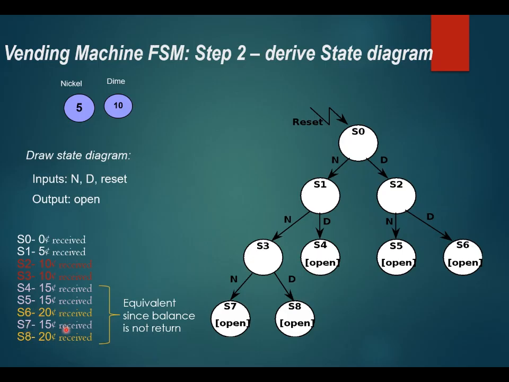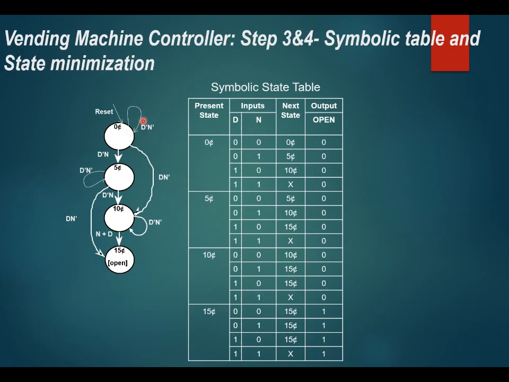And then S6 and S8 are the situations where 20 cents are received, which has an extra 5 cents. However, because the machine cannot return any change, 15 cents received and 20 cents received mean the same thing: the situation where a sufficient amount of money has been received and the drink can be released. So states S4 until S8 can be made equivalent and merged into the same state. So in the more optimized state diagram, you should have 4 states only.